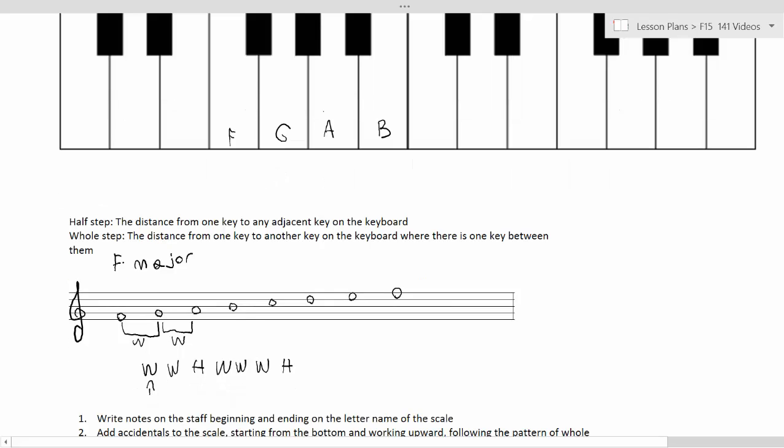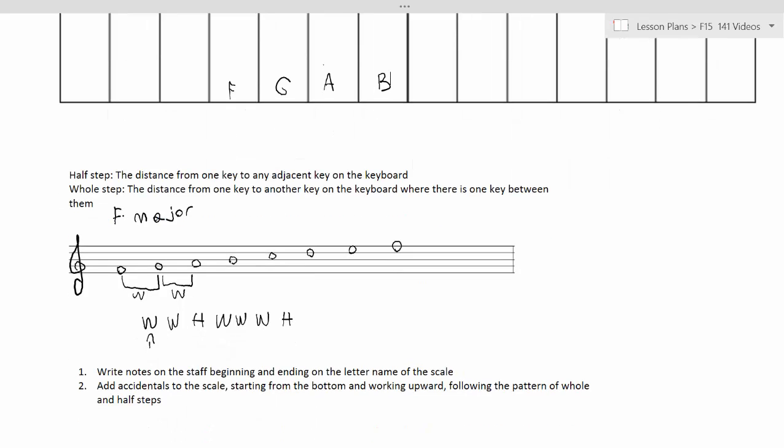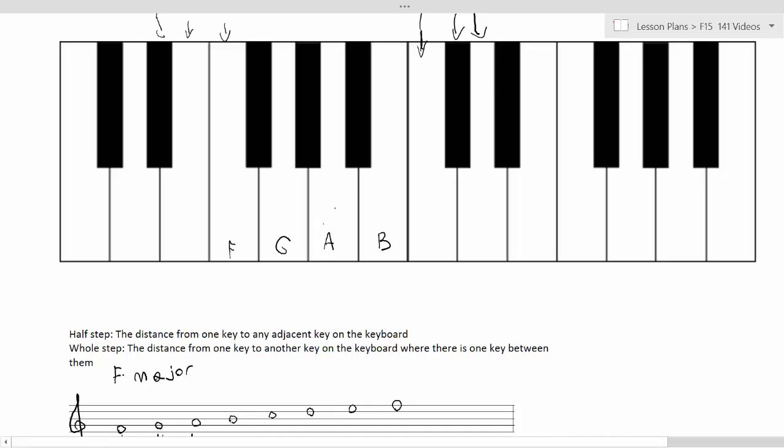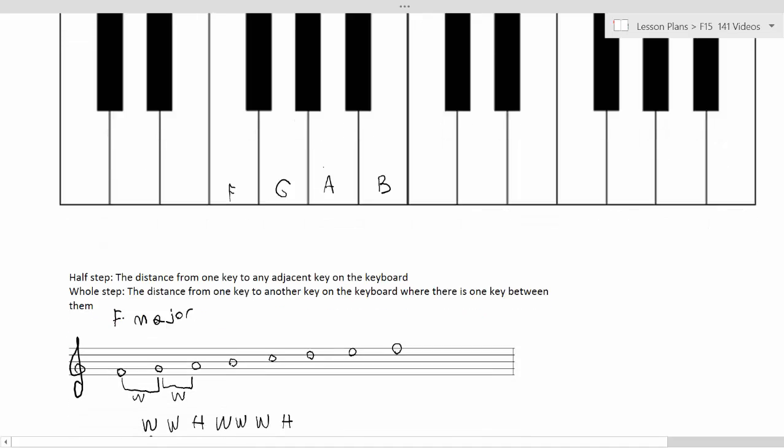Now let's just go back down here for a second. I have basically two options. I could raise this A by a half step, in order to make it so that there's a half step. So I could take this A and raise it to the black key up here, and then there would be a half step between A sharp and B. Or I could take the B and lower it by a half step, and then there would be a half step between B flat and A.